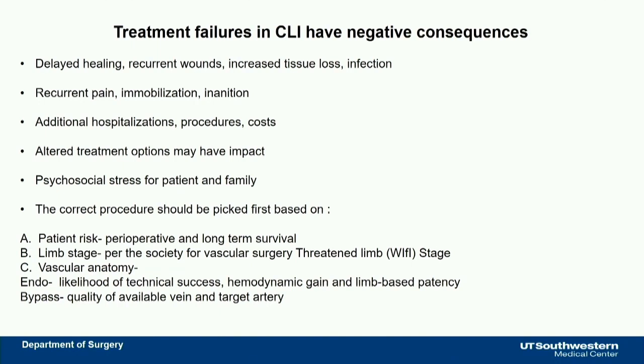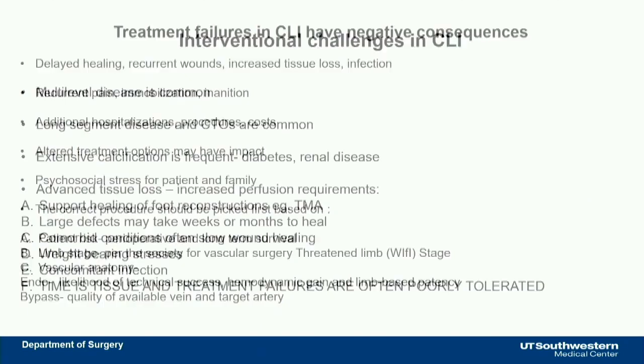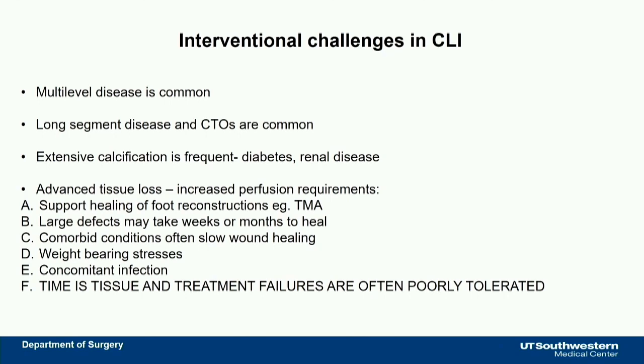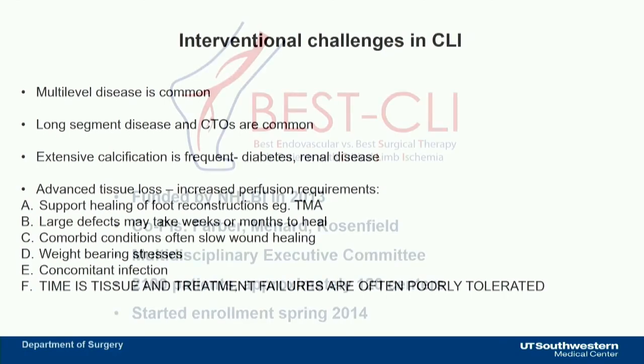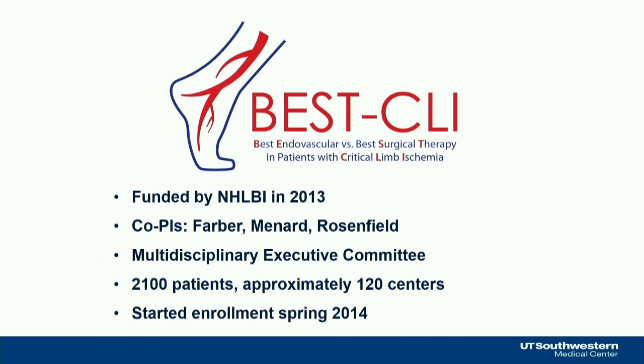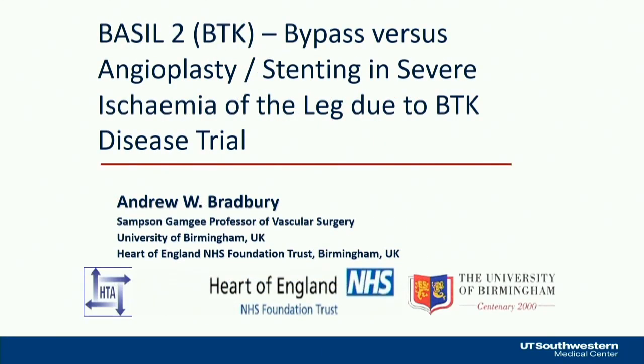The correct procedure should be first picked based on the patient risk factors, limb stage, and the vascular anatomy. Time is tissue, and treatment failures are often poorly tolerated. The 2 trials that are now looking into the 2 approaches will hopefully give us answers on how to approach these patients, the BEST-CLI, as well as the BASIL-2 trial.